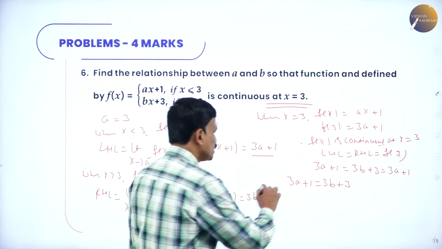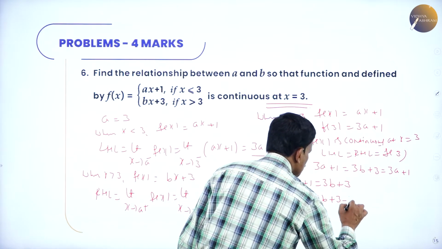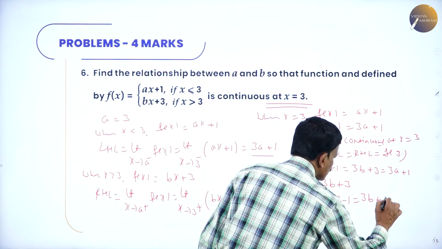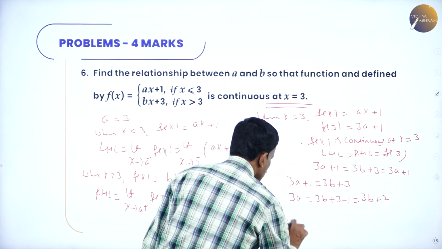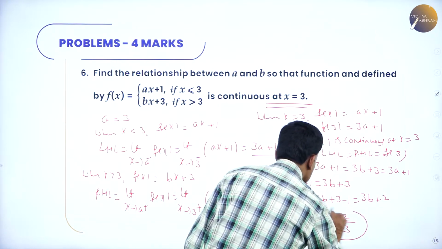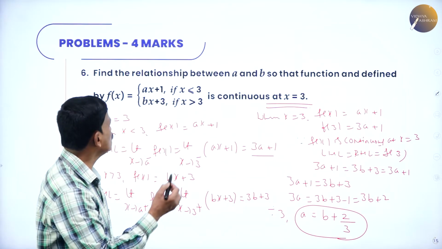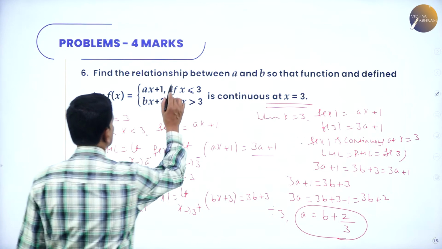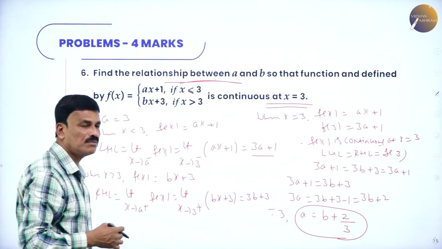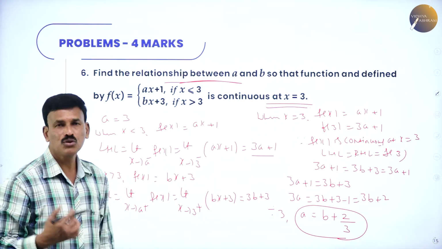Now, just transfer this. 3a is equal to 3b plus 3 minus 1, that is 3b plus 2. Divide by 3. Then a is equal to b plus 2 by 3. This is the relation. So, a is equal to b plus 2 by 3 is the relation between a and b. What we have to find here is the relation between a and b, which means a is equal to b plus 2 by 3 is the relation. That's it. Hope you followed.